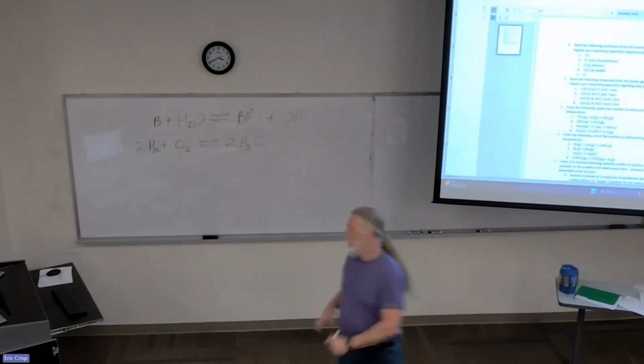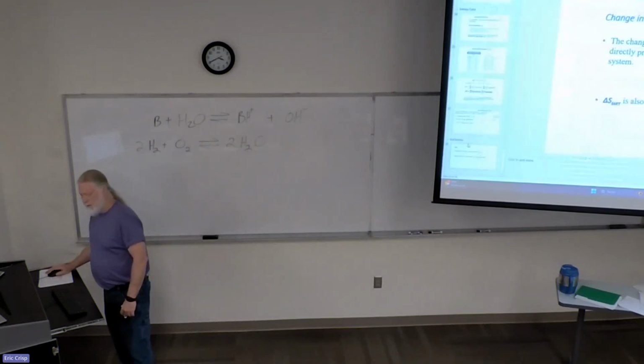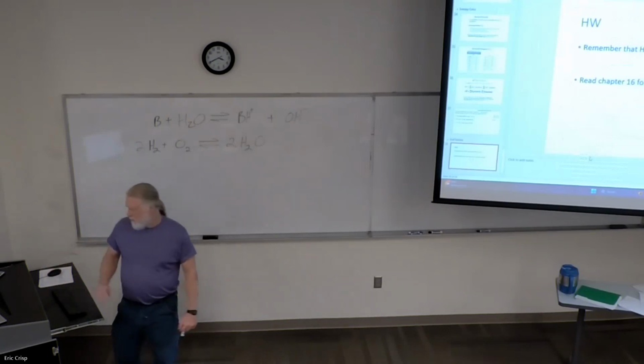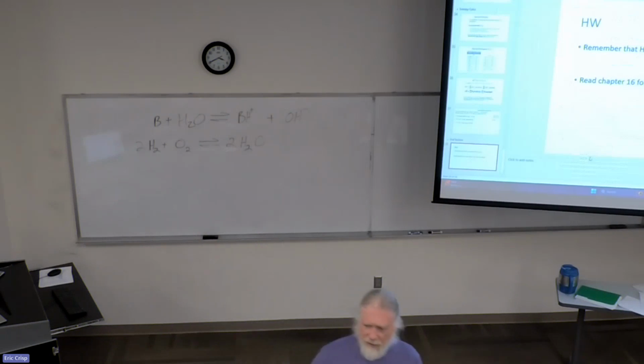Do read all of, I want to make sure of my chapter, I think it's 16. Make sure you read all of chapter 16. We're going to get a little more into entropy here, but then we're going to move on to what we're going to call the delta G on Wednesday. Okay. All right, beautiful.